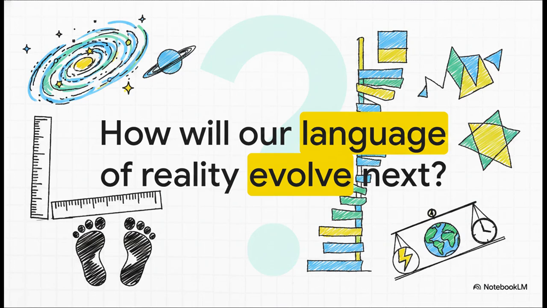But I want to leave you with this final thought to ponder as you continue unlocking the mysteries of the universe. We've evolved from measuring things with feet and pounds to tying our units to fundamental constants like the speed of light. So as our measuring tools inevitably approach the absolute limits of the quantum scale, how will our foundational language of reality need to evolve next?